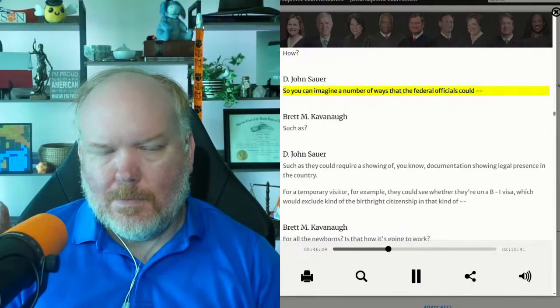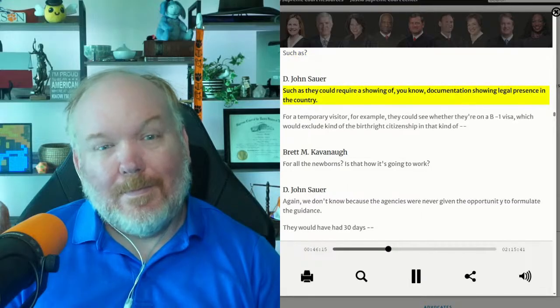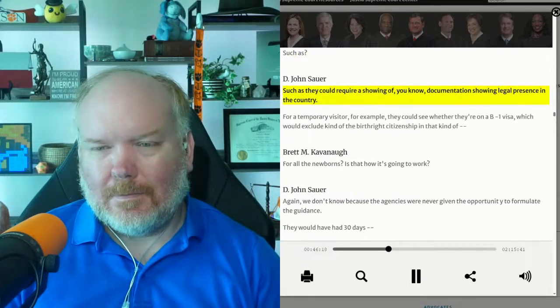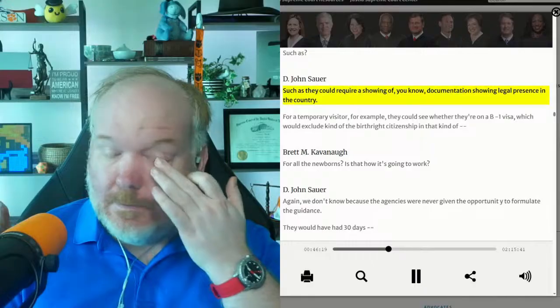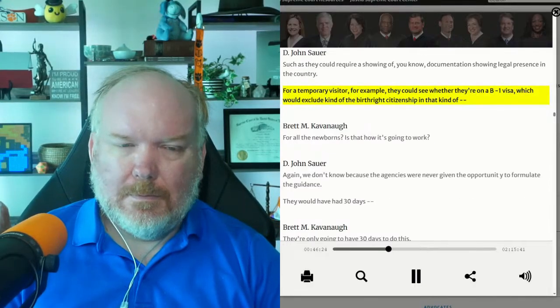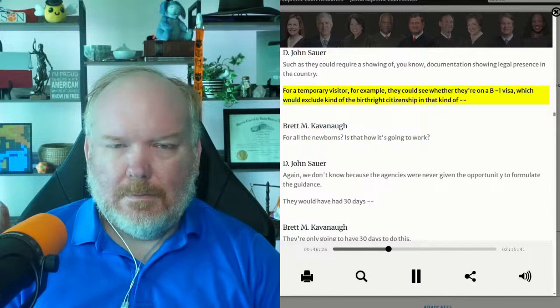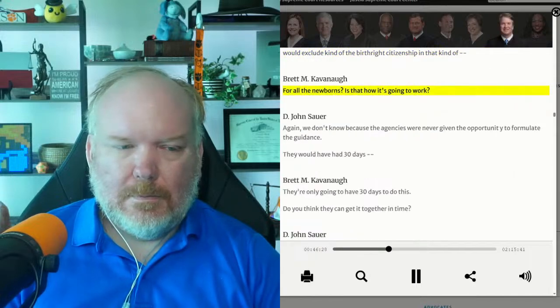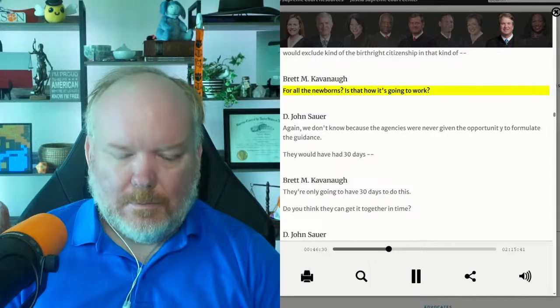How? So you could imagine a number of ways that the federal officials could, such as they could require documentation showing legal presence in the country. For a temporary visitor, for example, they could see whether they're on a B-1 visa, which would exclude the birthright citizenship in that context. For all the newborns? Is that how that's going to work?